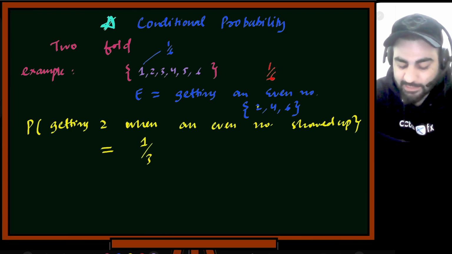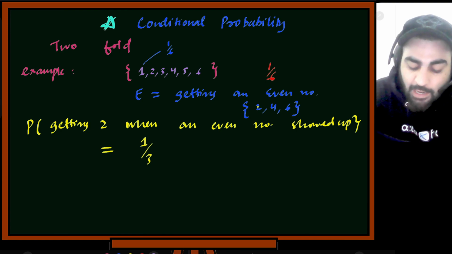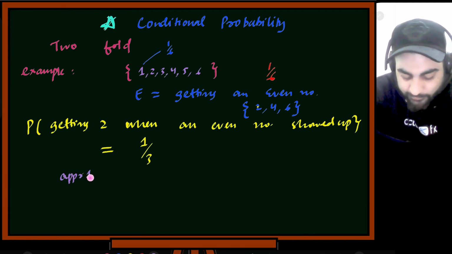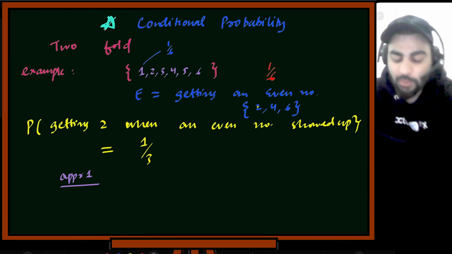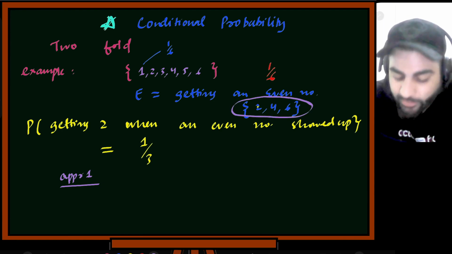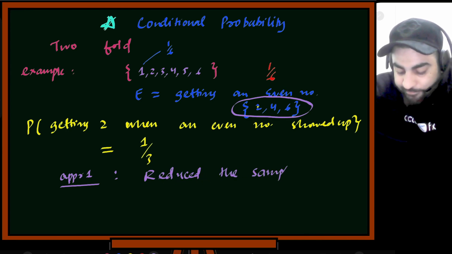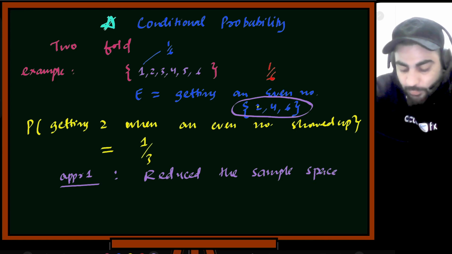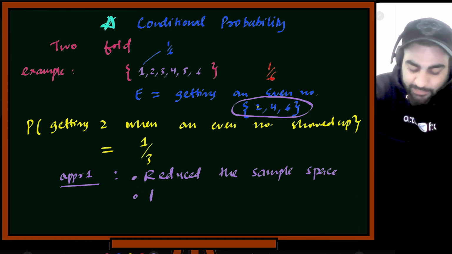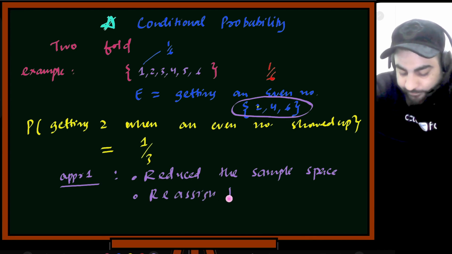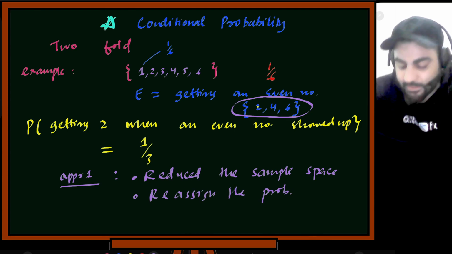The first reasoning, the first approach that I like to call approach 1. So how do we see this? Now our whole sample space is this much. So we reduced our sample space. When we reduce the sample space, then we reassign the probabilities. That is what we did intuitively.